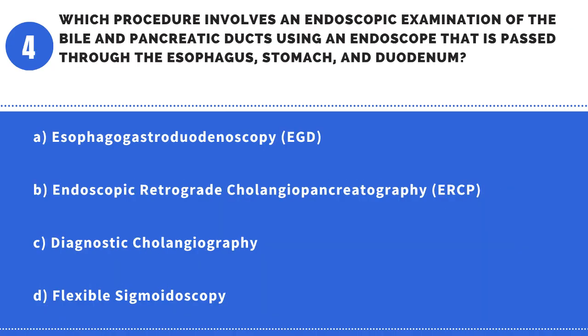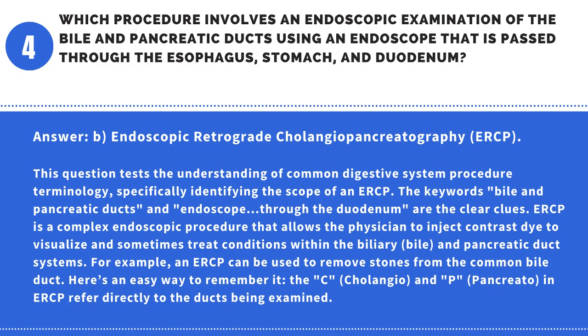Question 4. Which procedure involves an endoscopic examination of the bile and pancreatic ducts using an endoscope that is passed through the esophagus, stomach, and duodenum? A. Esophagogastroduodenoscopy, EGD. B. Endoscopic retrograde cholangiopancreatography, ERCP. C. Diagnostic cholangiography. D. Flexible sigmoidoscopy. Answer B. Endoscopic retrograde cholangiopancreatography, ERCP.